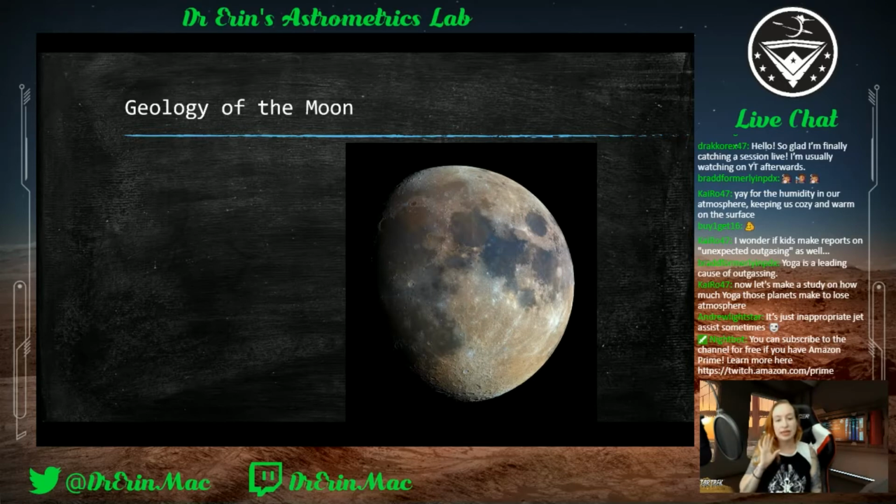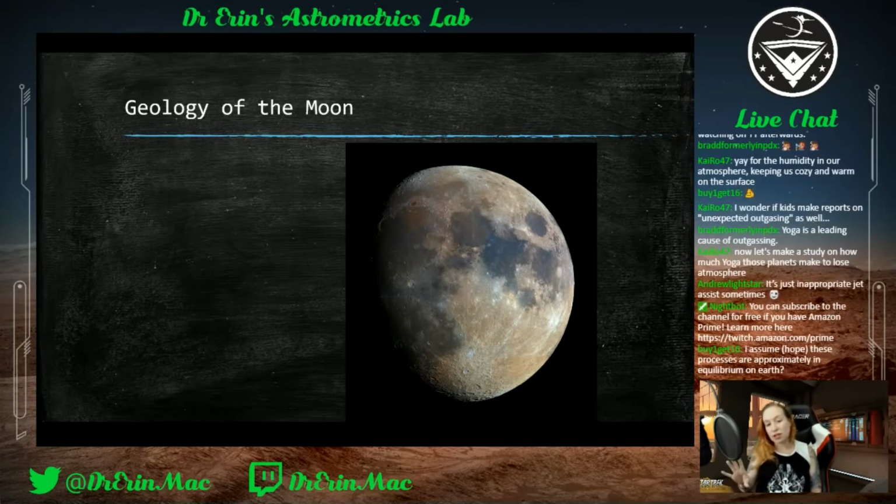Let's start talking now specifically about the geology and atmosphere of the different objects in the inner part of our solar system. Buy one, get 16.